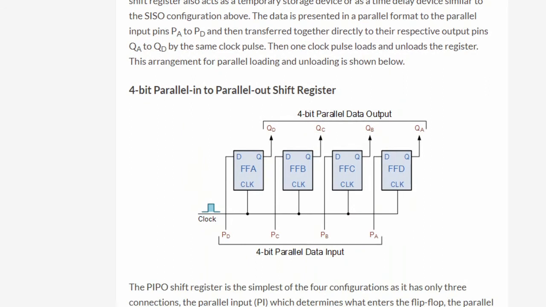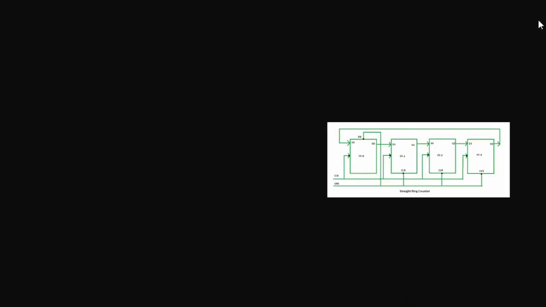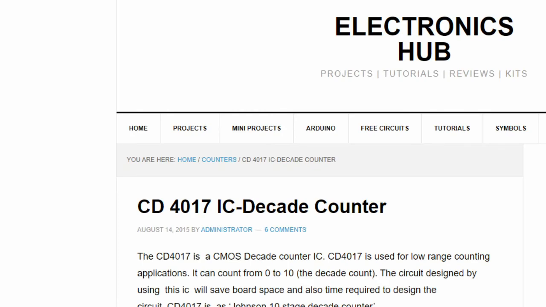Let's look at it another way also, with a straightforward view. So this is another way of looking at the ring counter. Okay, so back to the next topic.